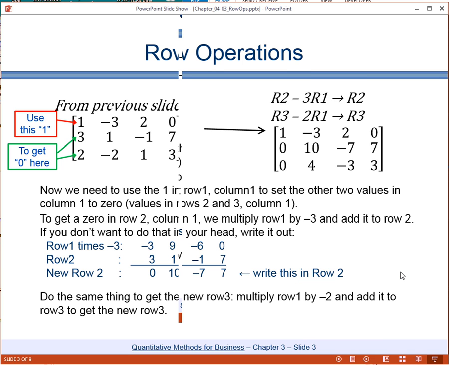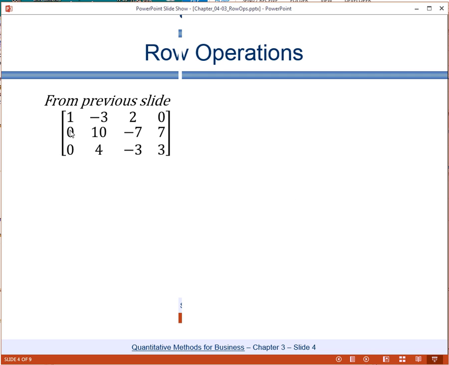And so those are the operations I've done. I took row 2 minus 3 row 1 and put that in row 2. I took row 3 minus 2 times row 1 and put that in row 3. And that's what we've got here. That gets us our 1, 0, 0 in column 1. So once I get my 1, 0, 0 in column 1, I start attacking column 2.